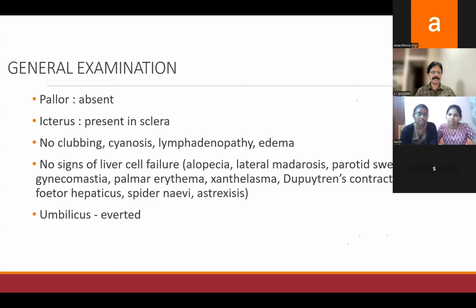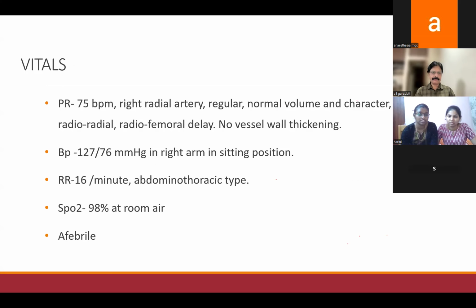Pallor absent, icterus present in sclera, no clubbing, cyanosis, lymphadenopathy, and edema. No signs of liver cell failure: alopecia, lateral madarosis, parotid swelling, gynecomastia, palmar erythema, xanthelasma, Dupuytren's contracture, fetor hepaticus, spider nevi, and asterixis. And umbilicus is everted. Next slide.